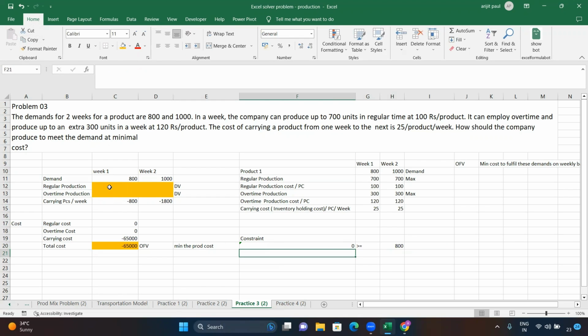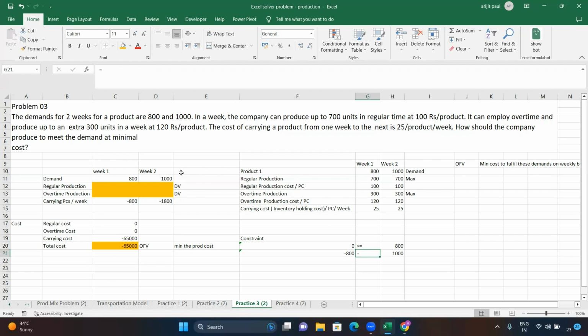Okay. Similarly, for week two, we can mention regular production plus overtime production plus the inventory of week one, the leftover inventory of week one, should be equal to how much? The demand of week two, that is 1000 pieces. Okay, so here we are not mentioning greater than or equal to 1000.